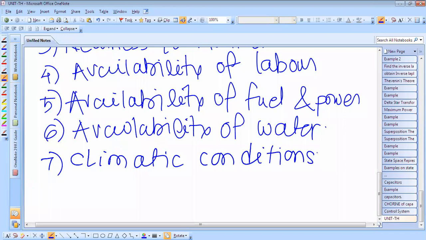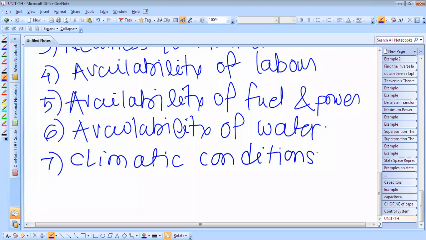Okay, so whenever we have to select the plants in such a region, the temperature plays a very important role. Otherwise, we have to spend more money on the air conditioning in order to maintain the climate or the temperature for the processing in your industries. So that is one of the factors, that is climate conditions.